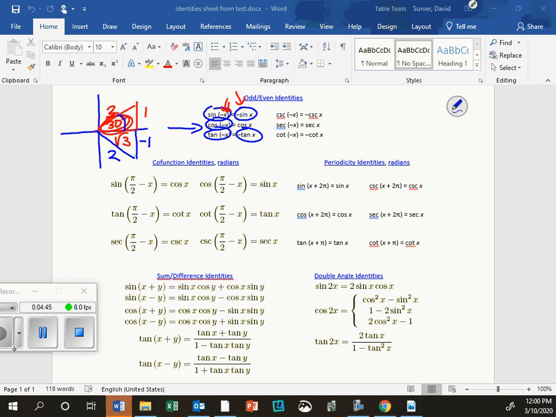So what's sine of negative 30? This is a negative 30 down here. What's sine of negative 30? Negative 1/2. So sine of negative 30 is the opposite of regular sine of 30. Regular sine of 30 would have been 1/2, but it's the opposite of that.